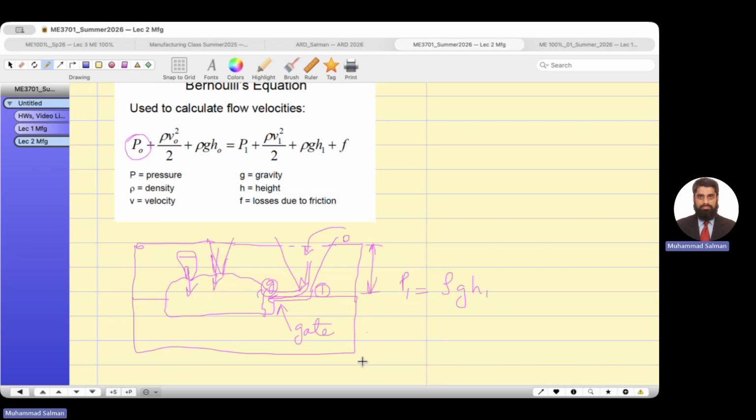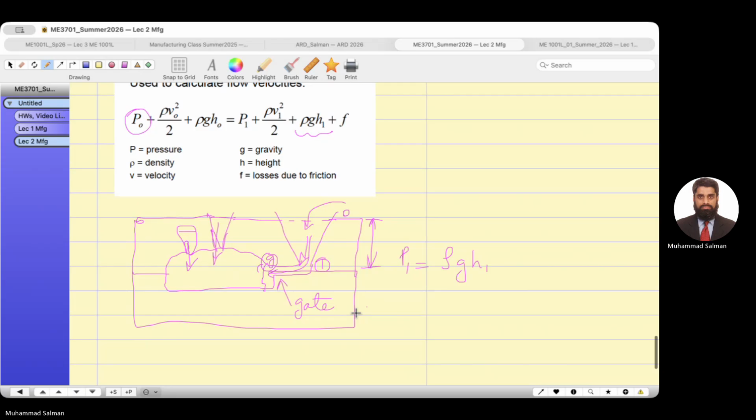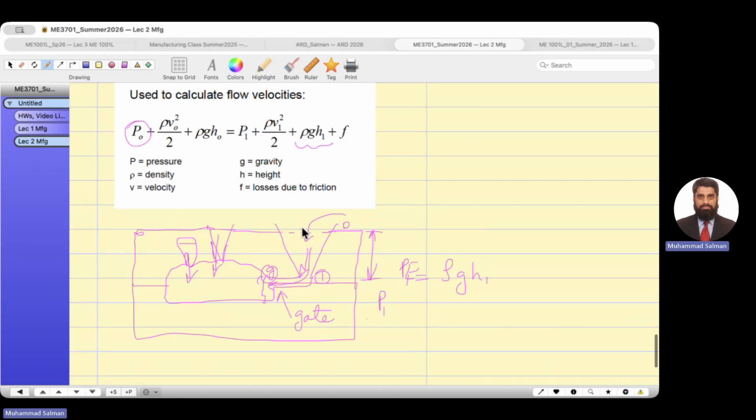We will solve such problems. I'm just taking you to that stage from here, that how are you going to apply this Bernoulli's equation to find out the potential pressure at that stage. This is the pressure, potential energy, and sorry, rho gh is the potential energy, and the pressure P1 is at this stage, density, gravity, height, losses due to friction. Have you noted it down?